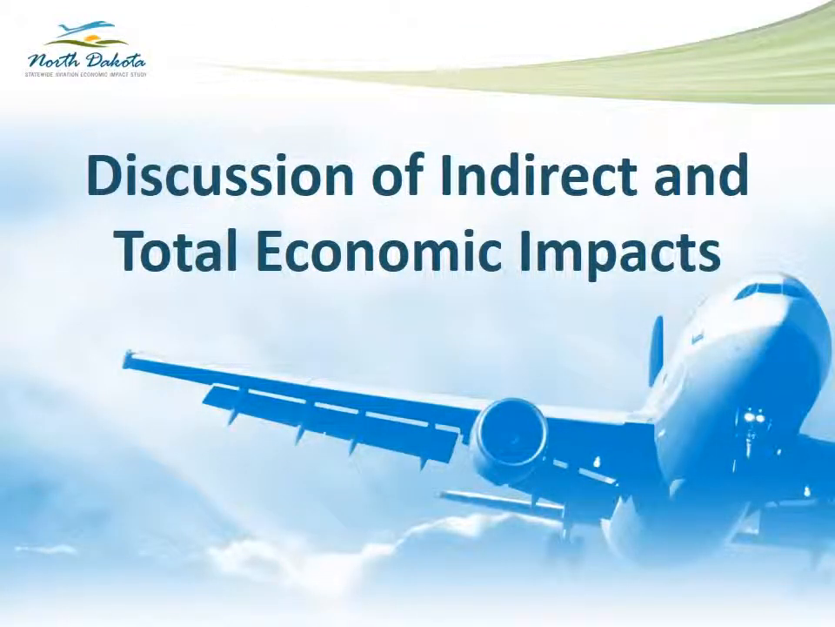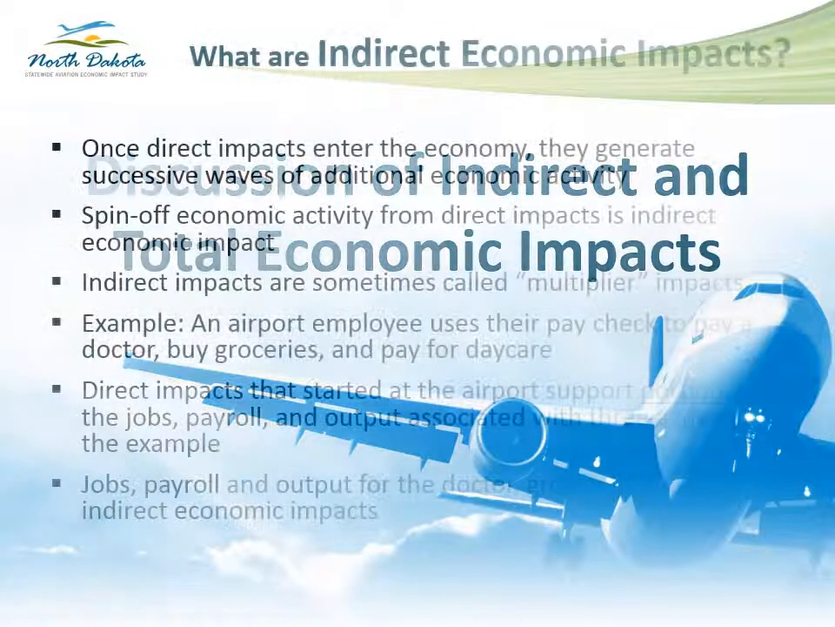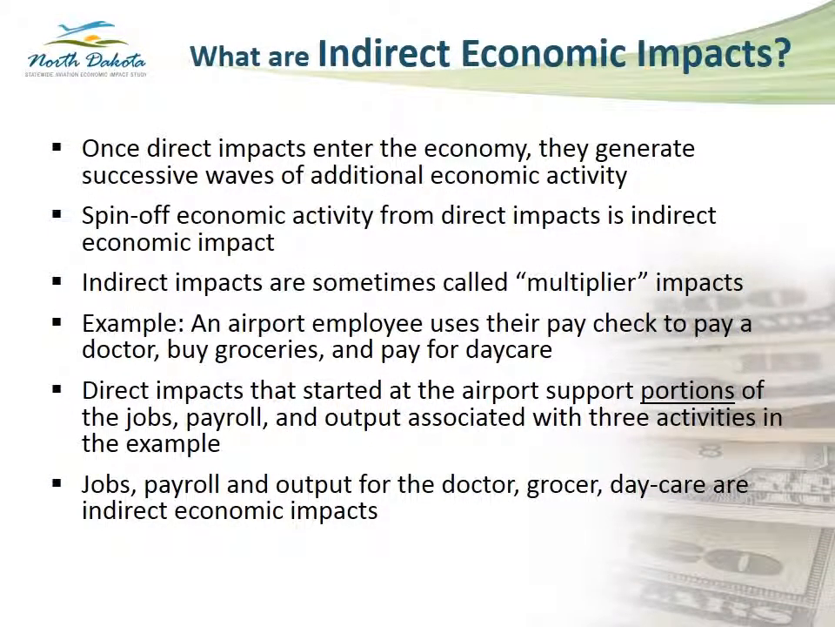So we have covered direct impacts for all of the impact categories: airport management, airport tenants, capital investment, general aviation visitors, and commercial visitors. Now we will switch our focus to indirect impacts. Once direct impacts enter the economy, they generate successive waves of additional economic impacts that are classified in this study as indirect impacts. If you look at your airport's individual impacts, you will see that direct and indirect impacts are shown separately. Indirect impacts are sometimes referred to as multiplier impacts, or as impacts that are generated by multipliers.